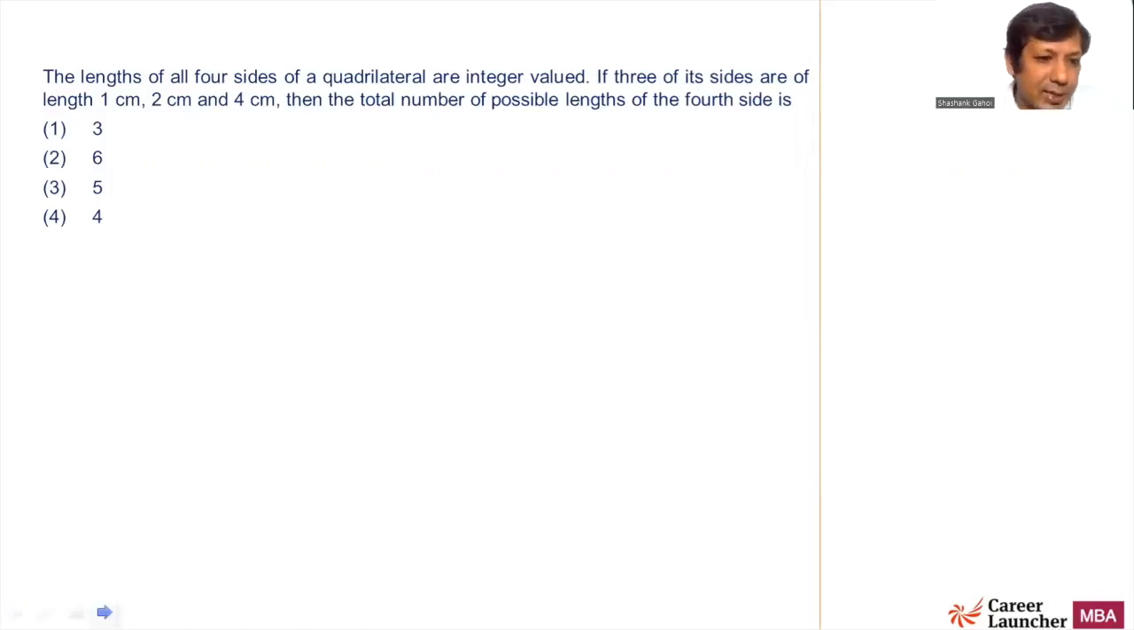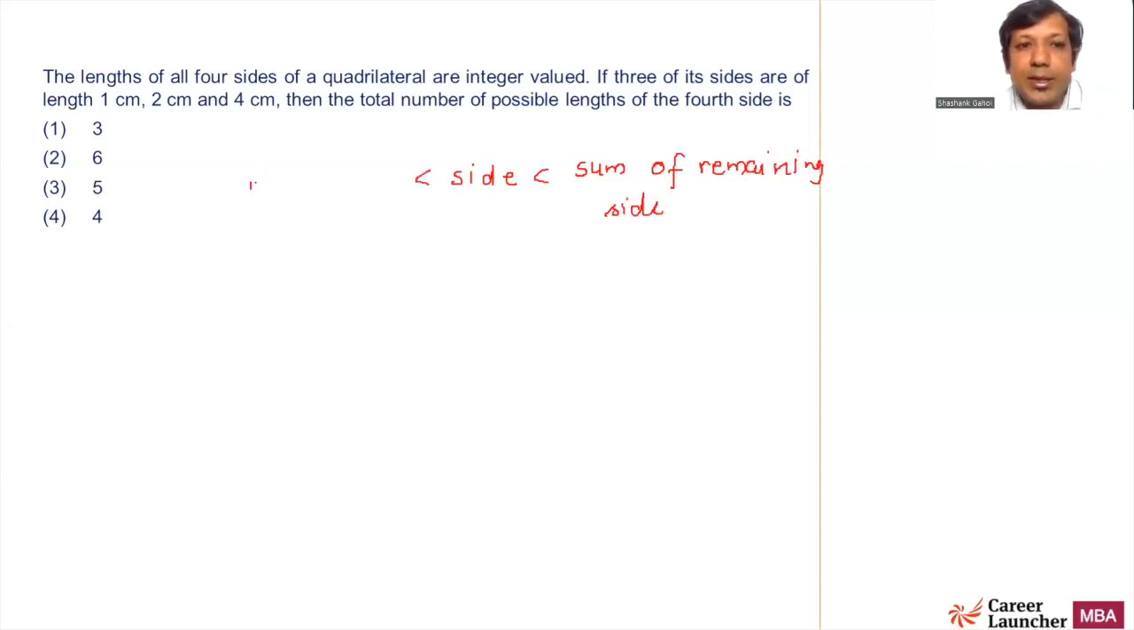That property says any side of the polygon has to be less than the sum of the remaining sides, as well as it has to be greater than the minimum difference of any two sides.